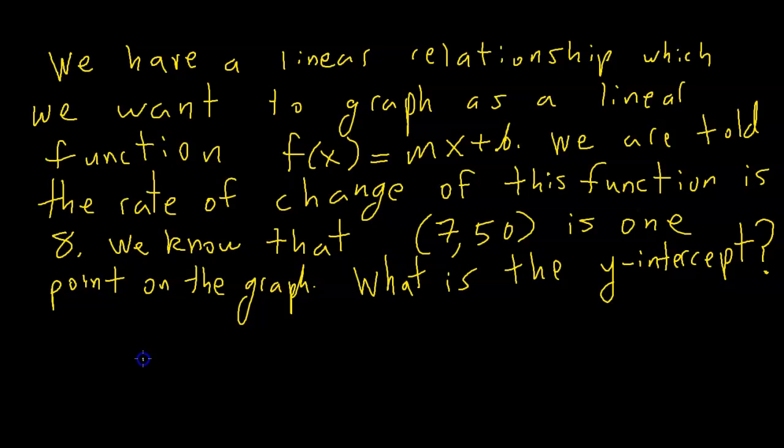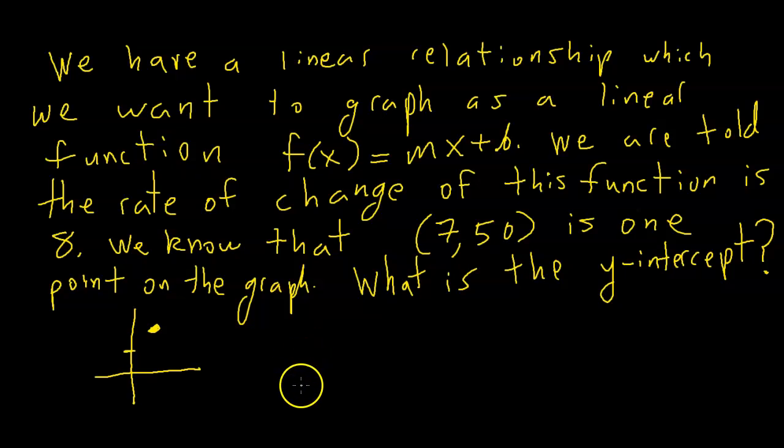Let's remember that we're going to have our coordinate plane. We know 1 point is 7 comma 50. We're not going to be too precise, but it's going to be somewhere like here. And we know we're going to graph a straight line, and we know the rate of change. And we want to figure out where on the y-axis this line will cross.